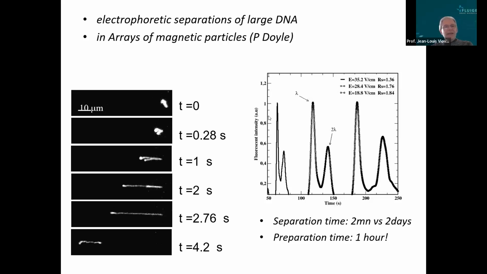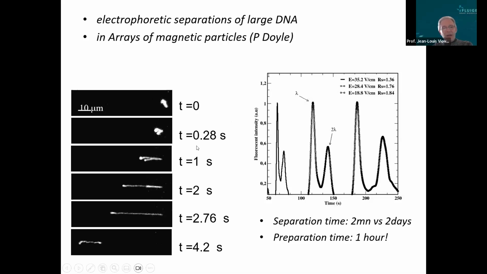And you have an example on the left. This is a microscopy with labeled DNA, which appears in white. And you see a time sequence of a DNA going from right to left, encountering a pillar, and the DNA gets blocked by the pillar, but it stretches and finally slips around.